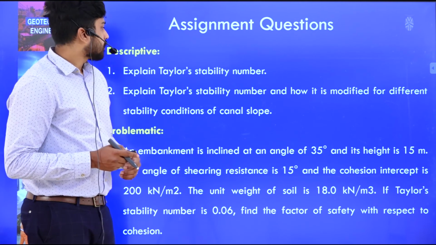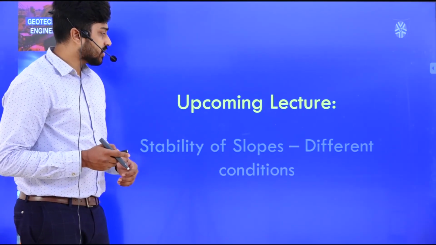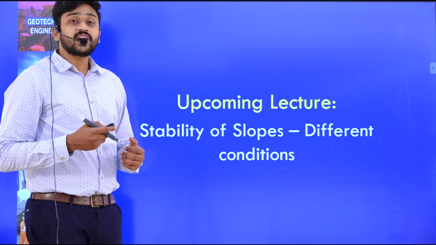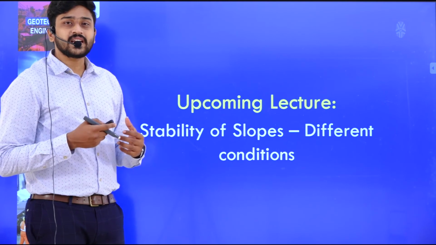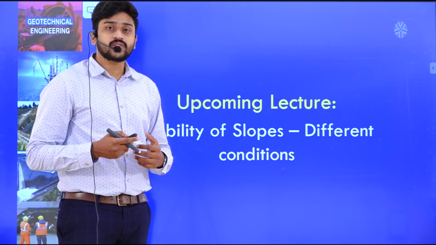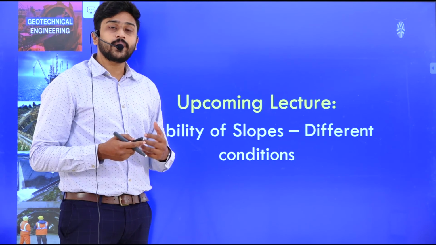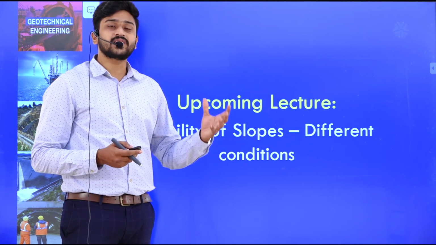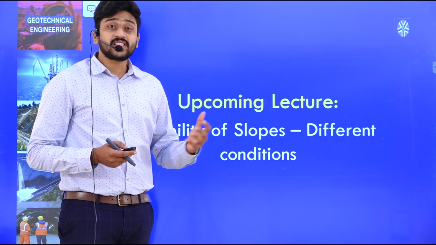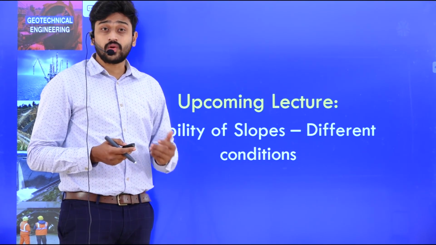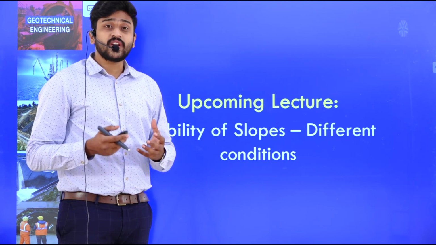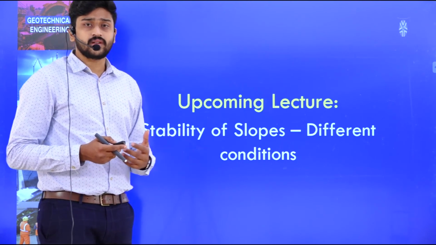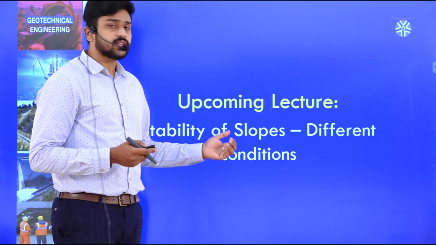Now coming to the upcoming lecture, we will be discussing the stability of certain slopes with different conditions. Let us say there is an earthen dam which is a homogeneous soil, so we will be understanding the behavior of its stability for different conditions, say steady seepage, or some sudden drawdown condition, as well as during construction or after construction. We will try to understand the behavior of an earthen dam in this upcoming lecture.